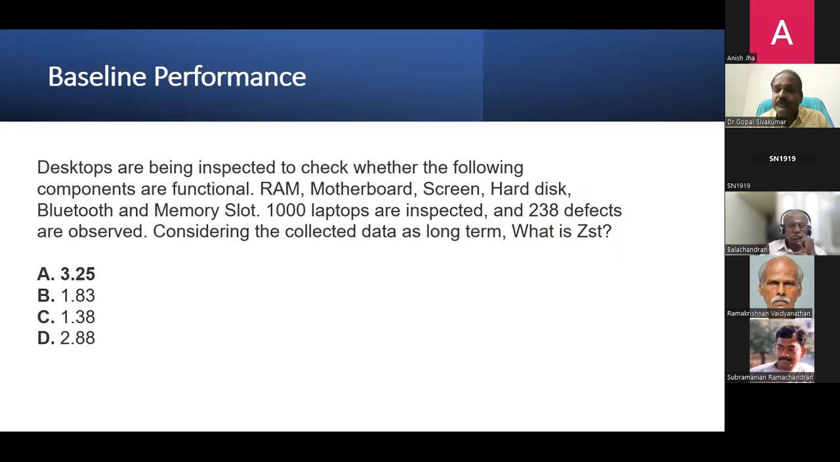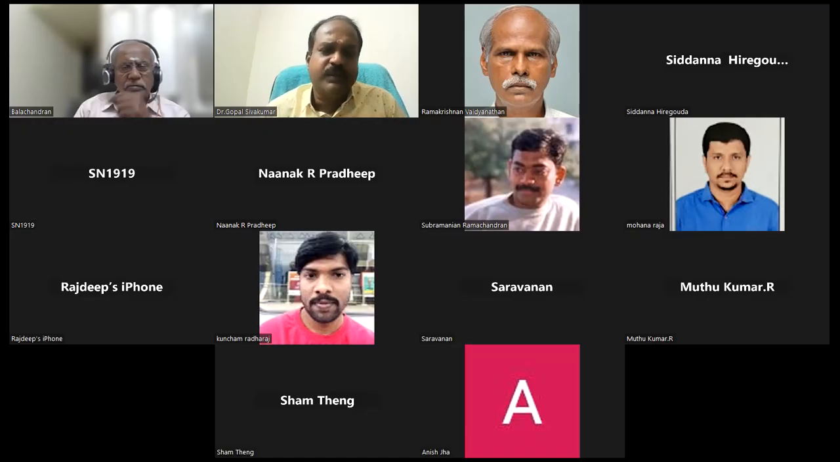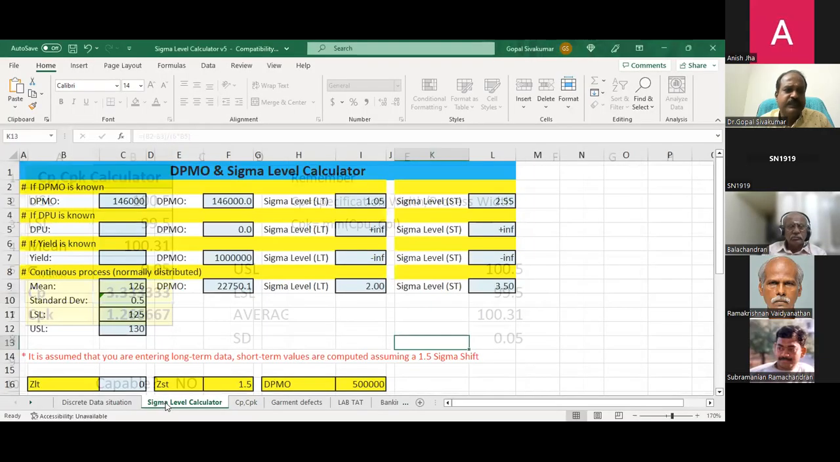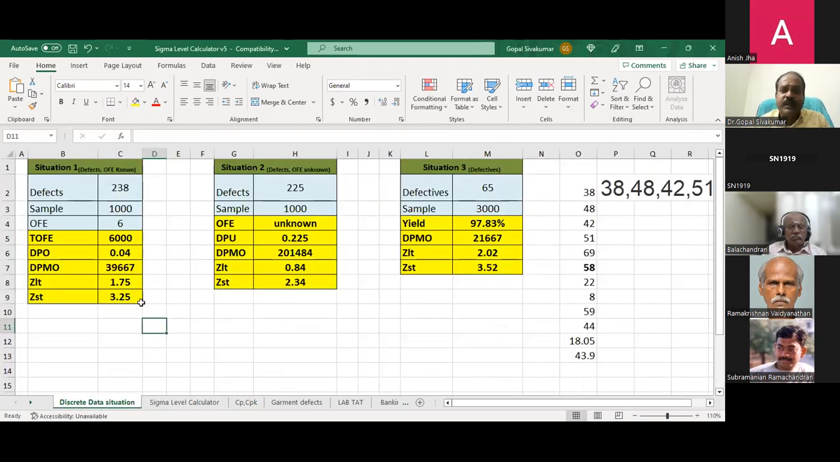And we have to go to Version 5. When the analytical questions are coming, better use the tools, right? And the tool we have given you is the sigma level calculator. Now I should go to Discrete data, sir. Discrete situation, opportunity for error. Use this format, OFE, where you can type OFE.